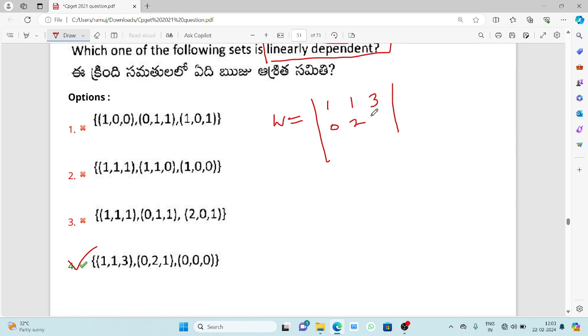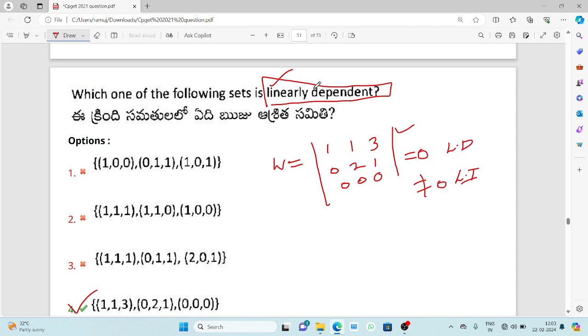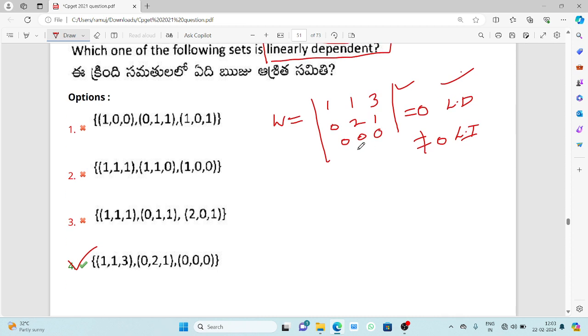If the determinant goes to 0, then the set is linearly dependent. If the determinant is non-zero, the set of vectors is linearly independent. Okay, so this is a short trick. Whenever the question asks about linearly dependent or independent, you may use this method, so that it is easy to solve. If you solve the determinant for the other vectors, you get a non-zero determinant, because they are linearly independent. So except this set, all sets are linearly independent.